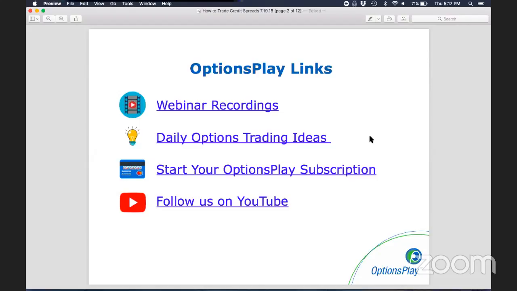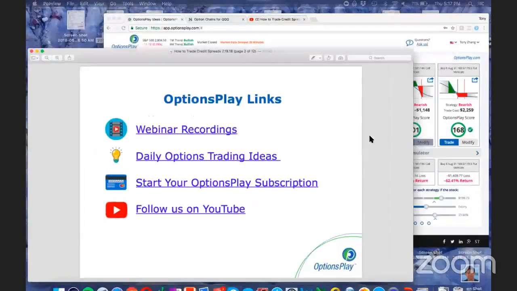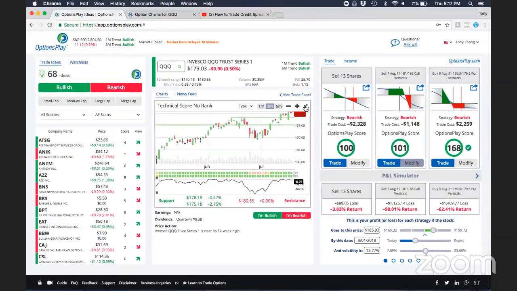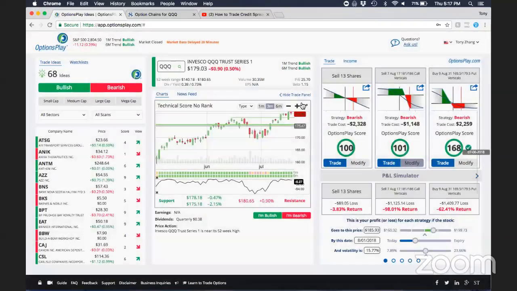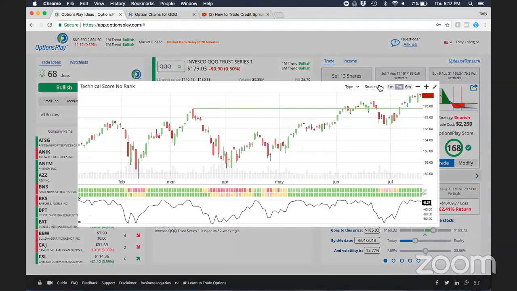Go slow and show me how to access technical indicators on options play. So you simply click on the expand arrow here in the upper right-hand corner, and you'll be able to see studies. So again, click on the expand button here and click on studies.